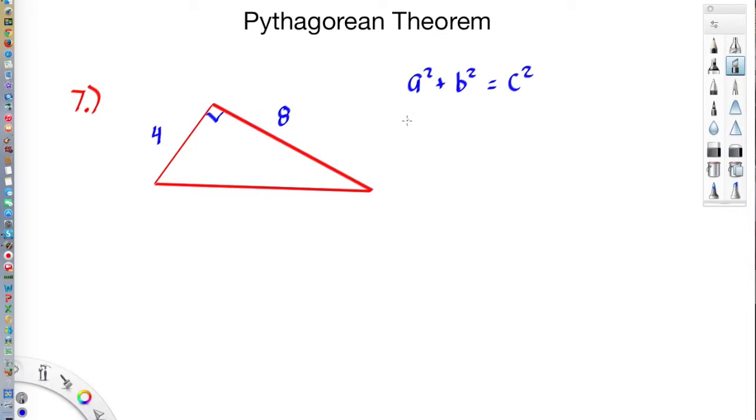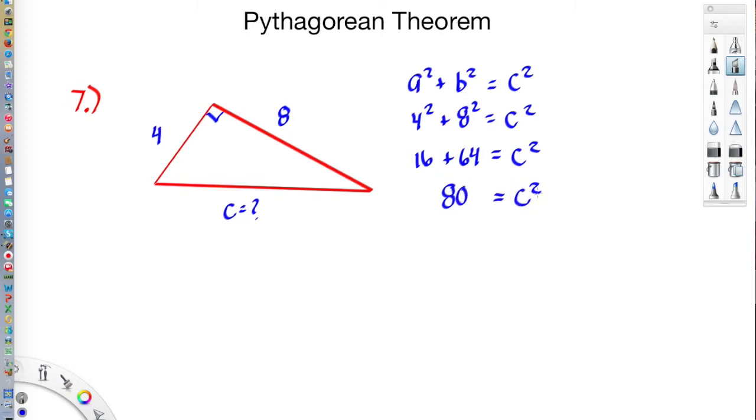Side A we'll say it's 4, so we square that, plus side B, that's 8 squared, and then side C, that's our mystery, that's what we don't know and want to figure out, that's c squared. So 4 times 4 is 16, 8 times 8 is going to be 64, and we'll bring down our c squared. 16 plus 64, I believe that's going to be 80. 80 is equal to c squared.